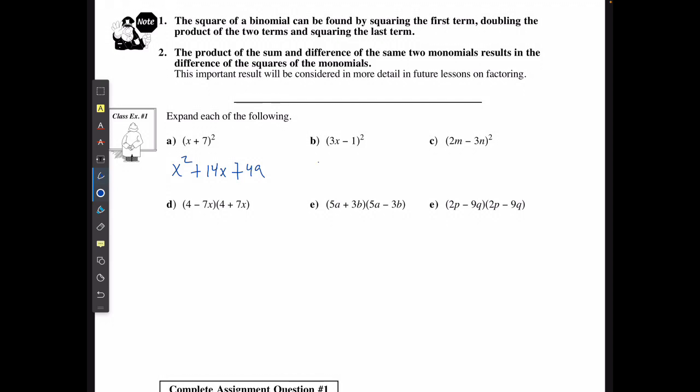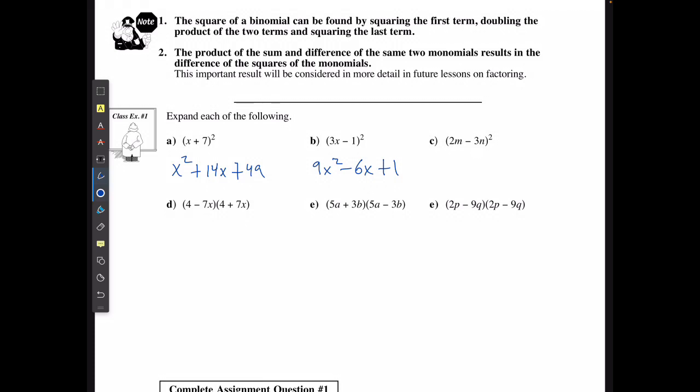3x and 3x gives me 9x squared. 3x times negative 1 gives me negative 3x, times 2 gives me negative 6x. And negative 1 times negative 1 gives me positive 1.